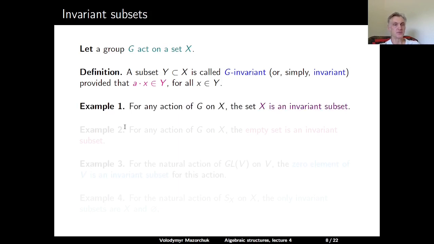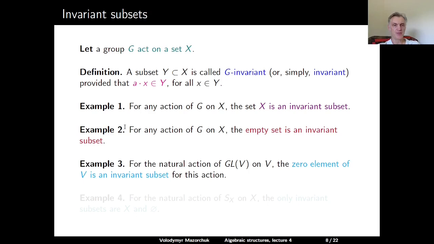For example, for any action of G on the set X, the whole set X is an invariant subset. Example 2, for any action of G on any set X, the empty set is an invariant subset. Example 3, for the natural action of GL(V) on V, the zero element of V is an invariant subset. This is because GL(V) consists of linear transformations of V, and any linear transformation fixes this zero element of V.